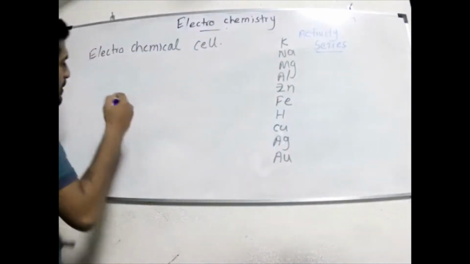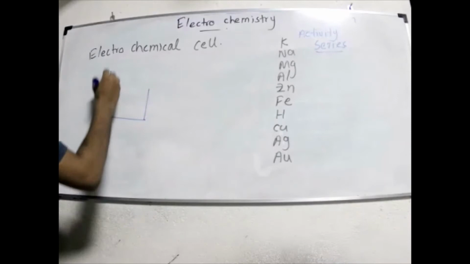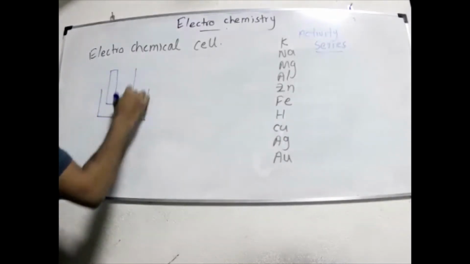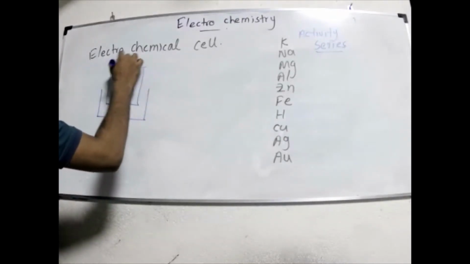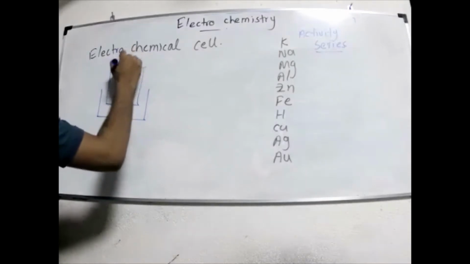So I can explain that by using a cell. This is what we call an electrochemical cell. There is a bulb here. This is a cell, no? Bulb, or you can use a galvanometer.